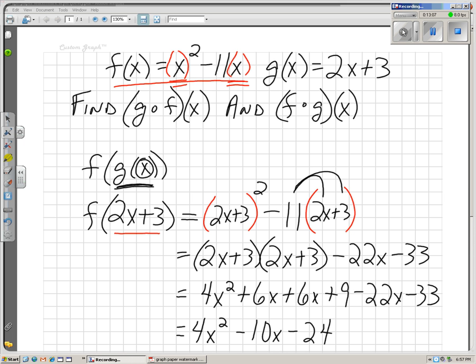And this is what I got. I said x, when you run it through the g function and then run it through the f function, is 4x squared minus 10x minus 24. So f of g of x.